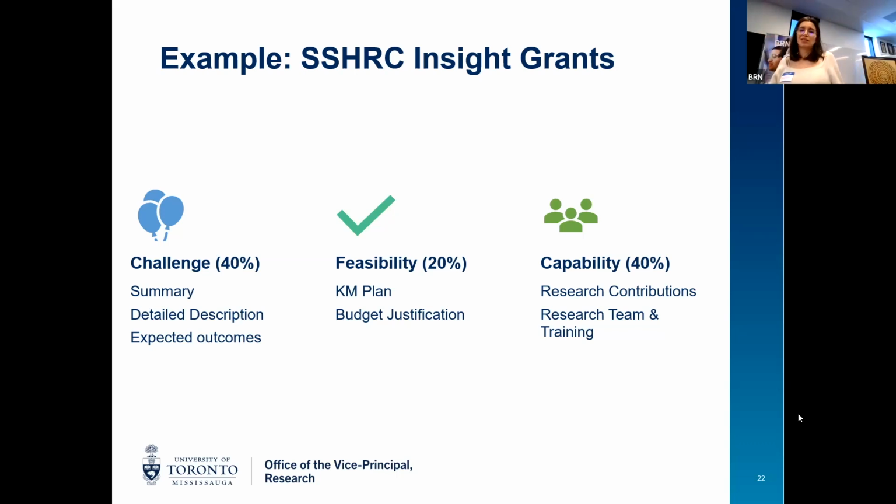But the one thing I wanted to say here is in feasibility, the budget justification, whereas in the other ones it didn't really matter much. For SSHRC, if they feel that 30% or more of your budget is unjustified, you can fail right there. It doesn't matter how great the rest of your work is. If you fail in the budget, you fail overall.